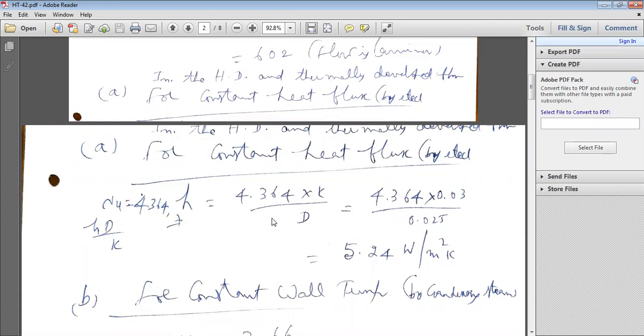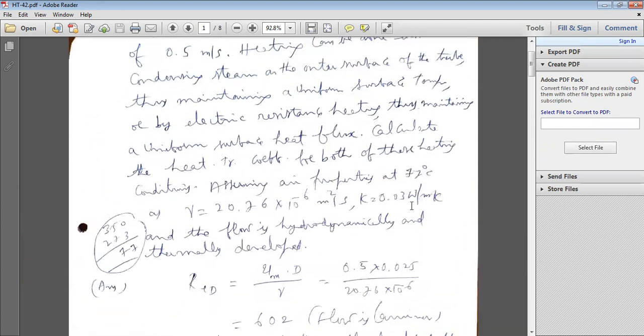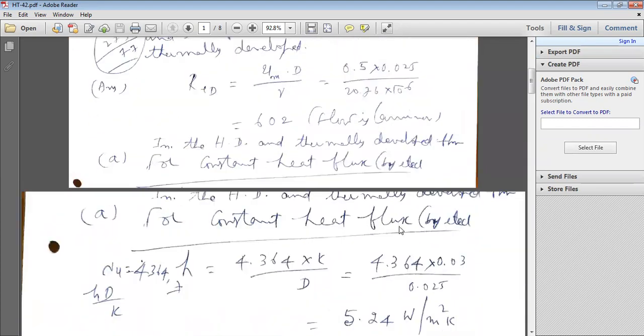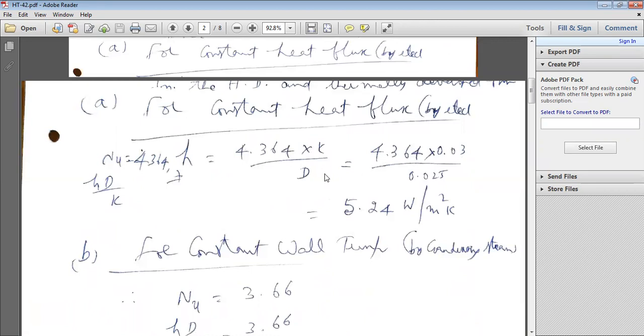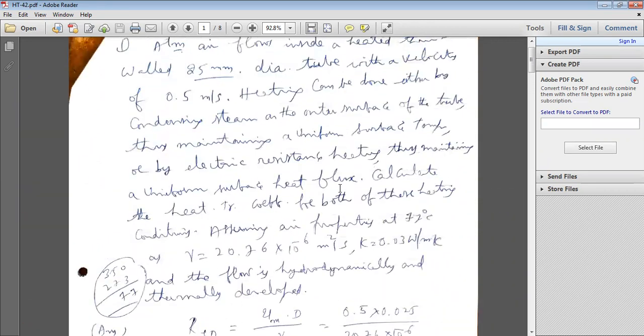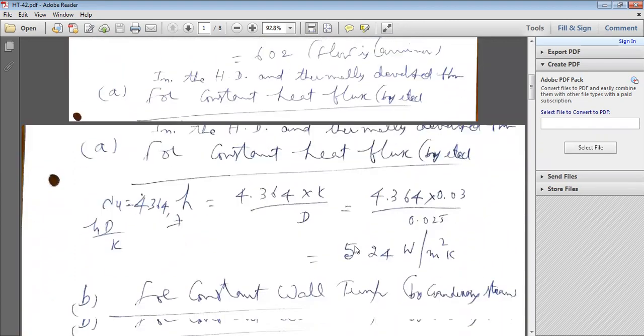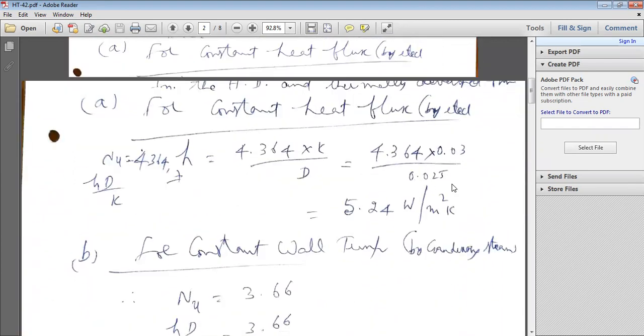Therefore, h is equal to 4.364 times k divided by D, where k is the thermal conductivity of the fluid and D is the diameter of the pipe. So that is equal to 4.364 times, what is the k value here? 0.03, divided by D, the diameter of the pipe. What is the diameter of the pipe? 25 mm, that is 0.025 meters.